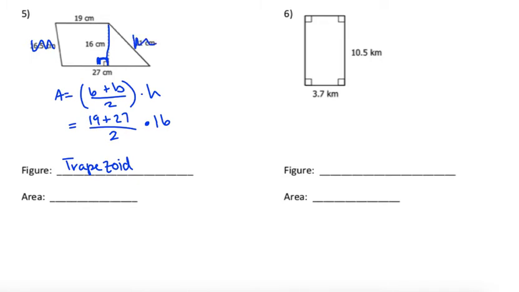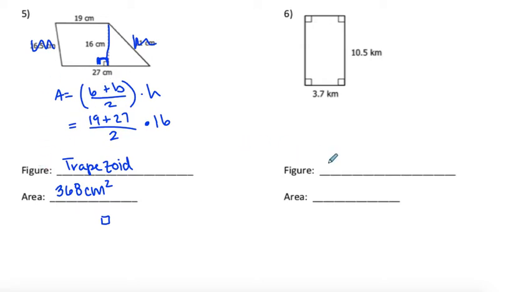So when I multiply those, 19 plus 27 divided by 2 times 16 in my calculator, I get 368. And my units are going to be centimeters squared. So 368 little square centimeter by centimeter blocks could fit into here.